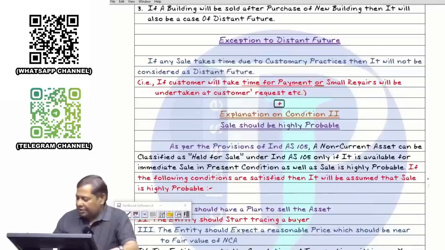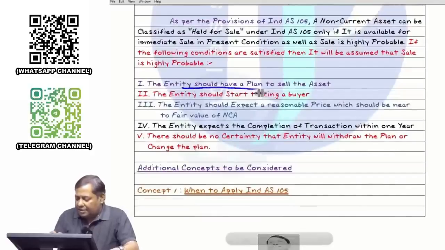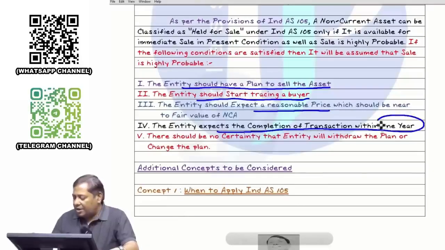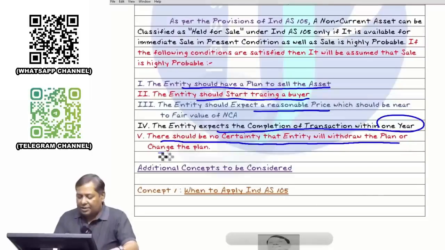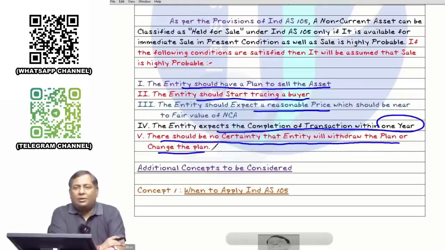I had explained these 5 points to you. So the entity should have a plan to sell the asset. They have started tracing the buyer. They are asking for a reasonable price. And they will complete the whole process within 1 year. And there should be no likelihood that they will change their plan. It means they want to sell it. Alright now. If you fulfill all these conditions, your asset will be classified as held for sale.